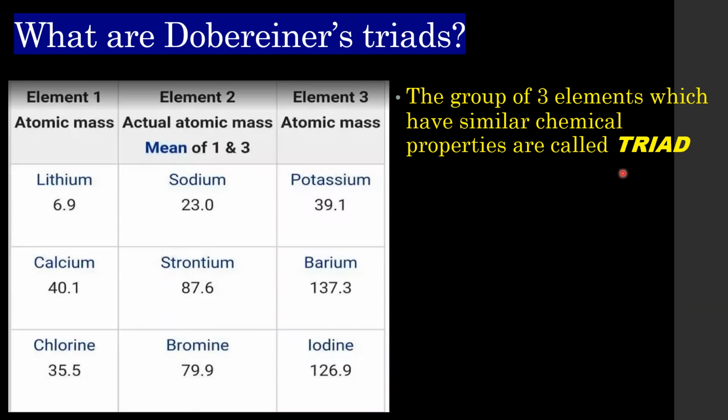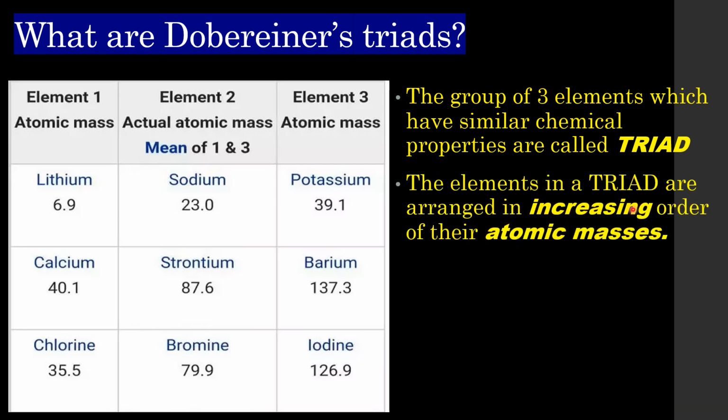So he made three groups, three triads: lithium, sodium, potassium, one group; calcium, strontium, barium, another group; chlorine, bromine, iodine, one more group. Next, what he said: the elements in a triad are arranged in increasing order of their atomic masses.